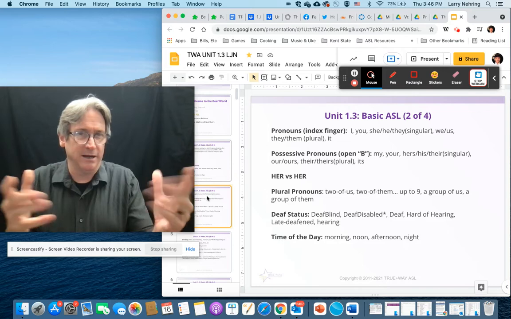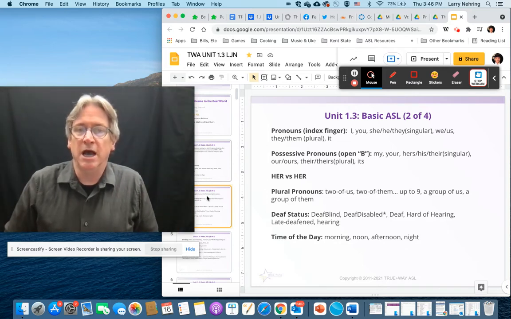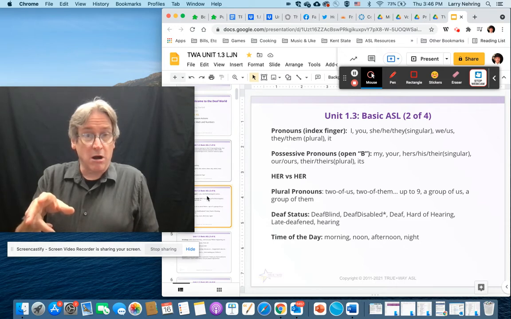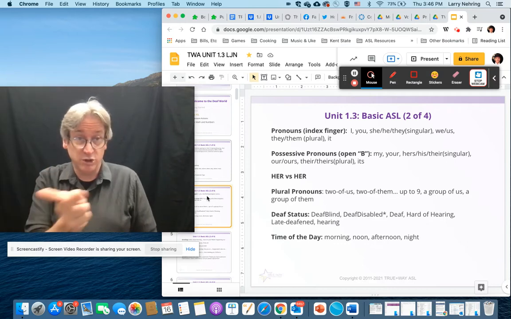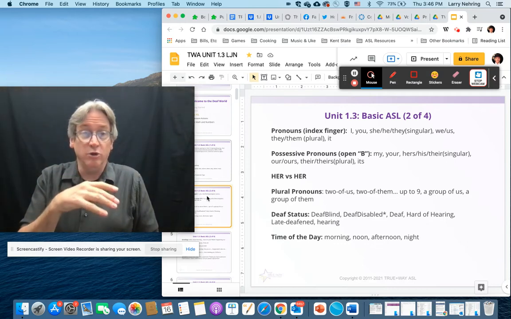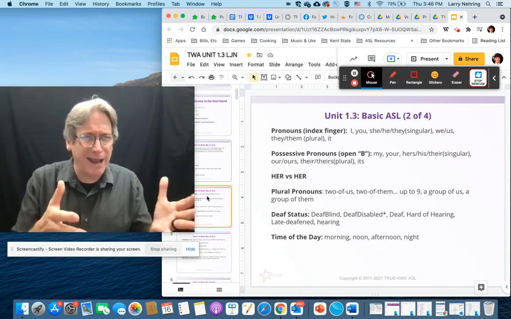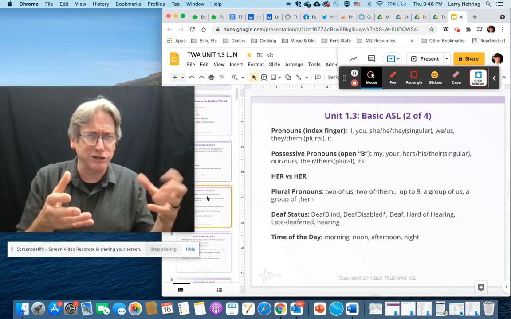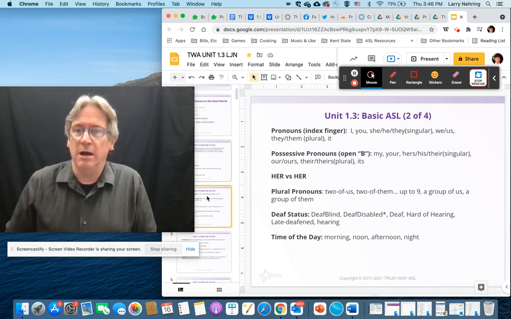This is just expanding on what was in the previous one, but the her versus her plural pronouns. The plural pronouns are when we're adding, as opposed to just you, adding two people. Two of us, two of them, we'll go through all those. You can do that up to nine. Most of the time we do up to five in most practical conversations, but sometimes we can go up to nine if we need to.